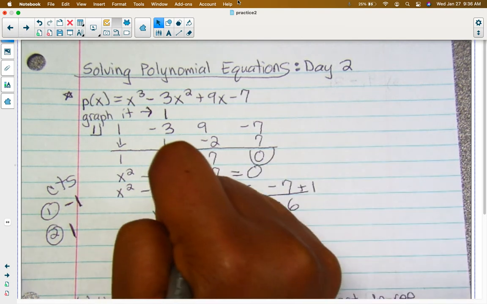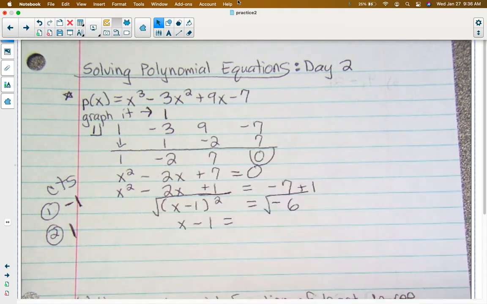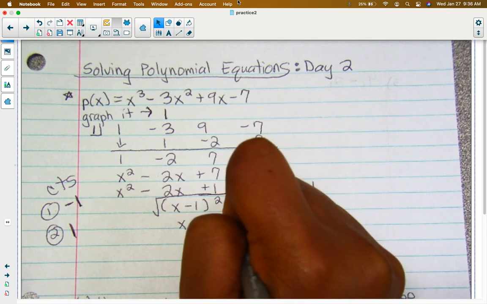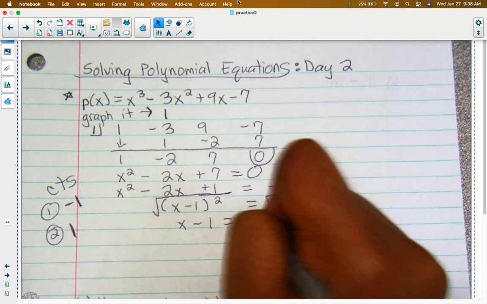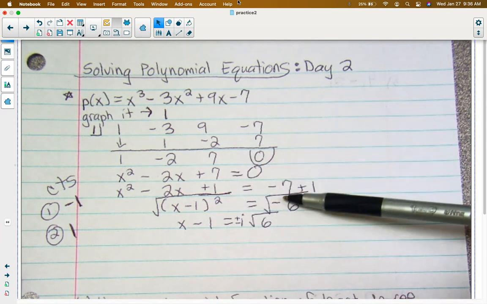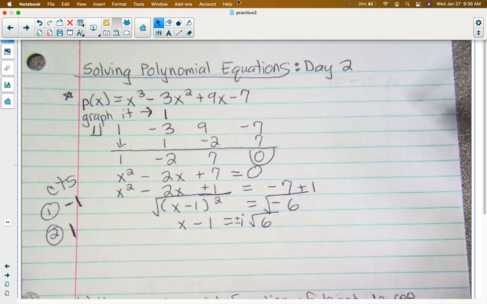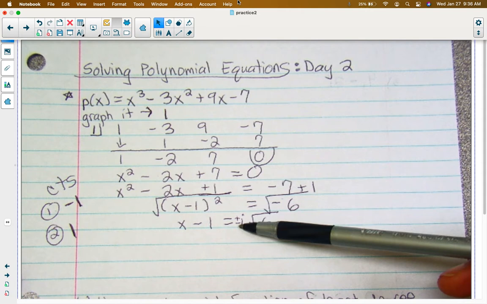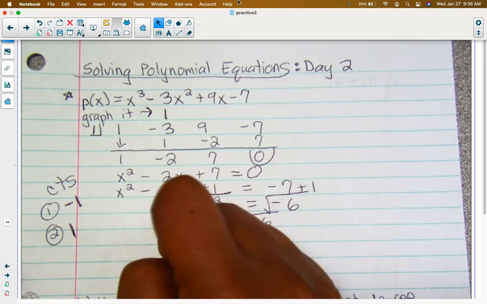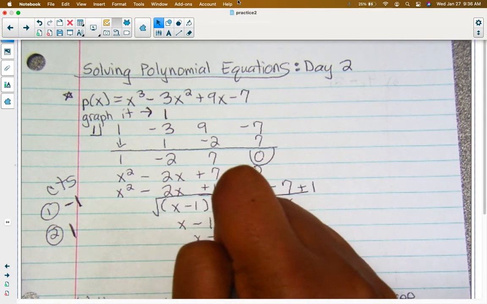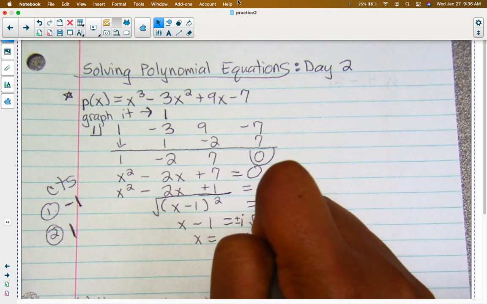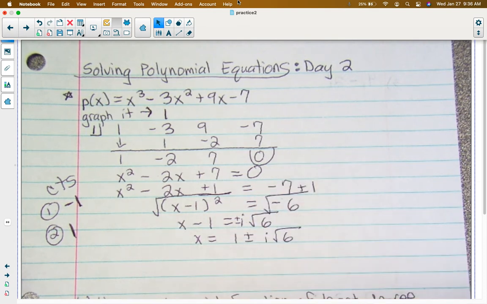So it's going to give me x minus 1 equals i, and don't forget plus or minus, square root of 6. So there was a negative in here. You pull that out, you make that i. When you take square root, it's plus or minus. So this is plus or minus in there. We're going to add 1 to both sides. So our final answer is 1 plus or minus i square root 6.